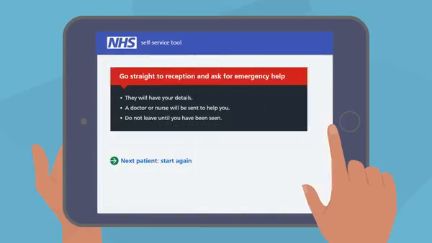Rest assured, however, that patients in an emergency situation will be told to stay in the emergency department and won't need to go through a full triage, so they can be seen as quickly as possible.